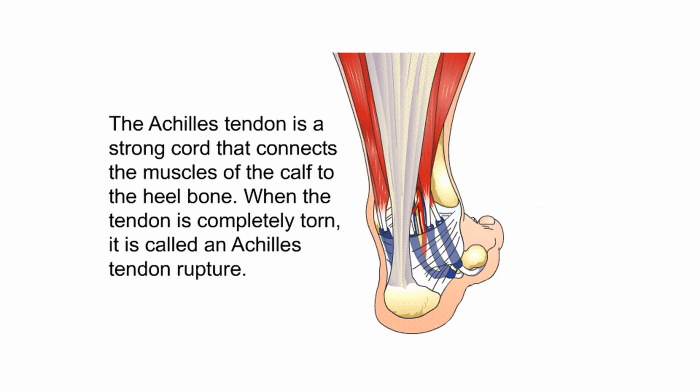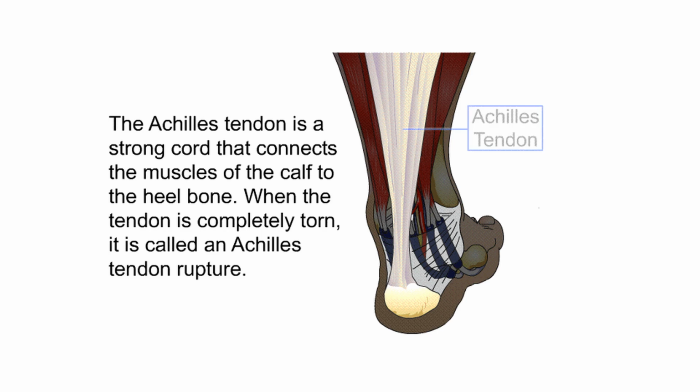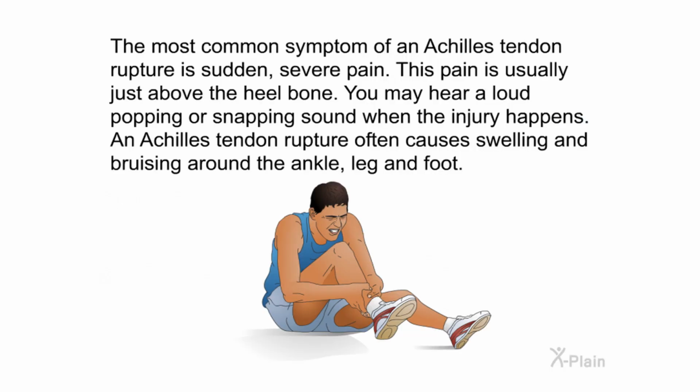Summary. The Achilles tendon is a strong cord that connects the muscles of the calf to the heel bone. When the tendon is completely torn, it is called an Achilles tendon rupture. The most common symptom of an Achilles tendon rupture is sudden, severe pain. This pain is usually just above the heel bone. You may hear a loud popping or snapping sound when the injury happens. An Achilles tendon rupture often causes swelling and bruising around the ankle, leg, and foot.